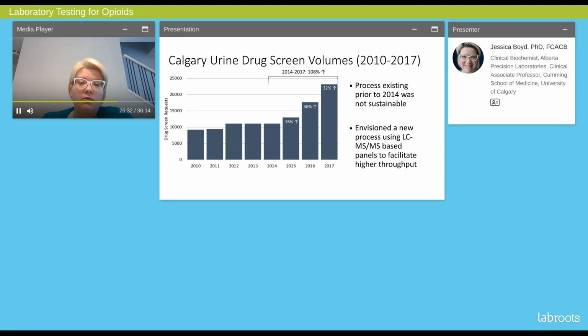And so we knew our process was not sustainable, needed some major changes. And so we went to the drawing board to decide what we were going to do. And part of the decision at that time was to start moving all of our samples to a fully LC-MS process, a targeted panel. So we would have 20 or 30 drugs on that panel.